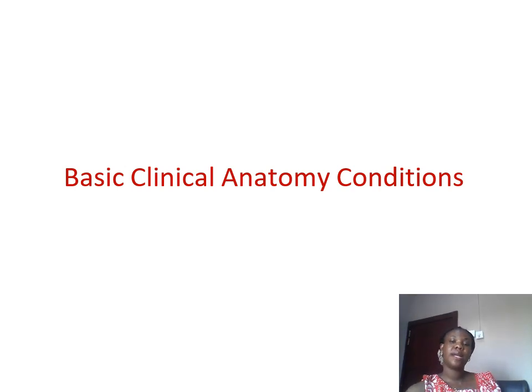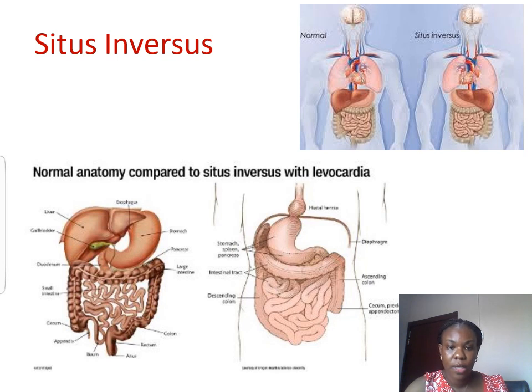So, some clinical anatomy conditions of interest. Situs inversus is when there is rotation in the opposite direction. It's not so common. But what happens here is the heart that should be on the left goes to the right, as you can see here. The liver that should be on the right goes to the left, and the whole of the intestine is rotated the other way, such that the appendix that should ordinarily be on the right is seen on the left.